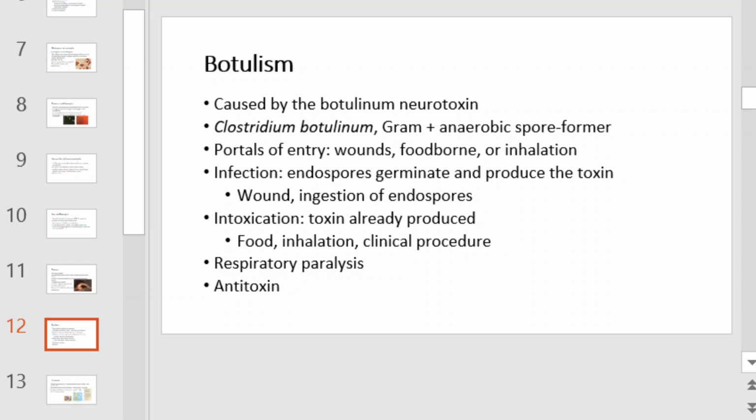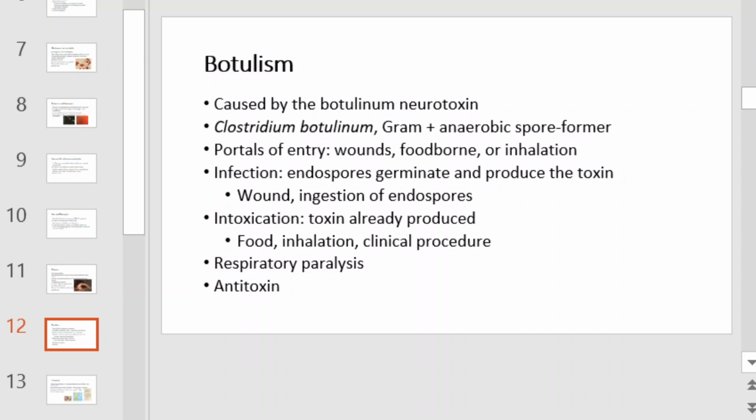Botulism is caused by botulism neurotoxin. Clostridium botulinum is the organism that produces this neurotoxin, and it is a gram-positive anaerobic spore former. Portals of entry include wounds, food, or inhalation. Upon infection, endospores will germinate and produce the toxin. Those germinating endospores producing live Clostridium grow from wounds or can be ingested.